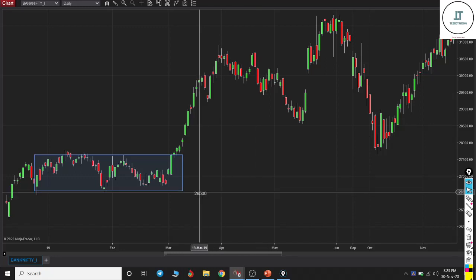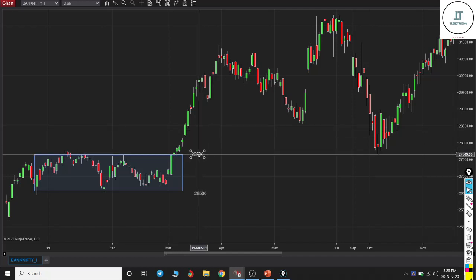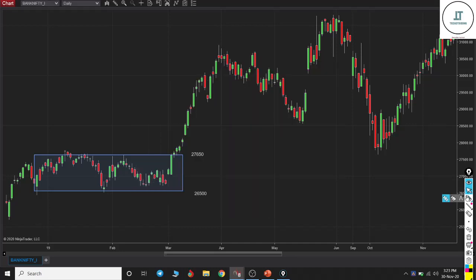26,500 to 27,650. So this is almost a 1,150 points range, which has taken more than 2.5 to 3 months.